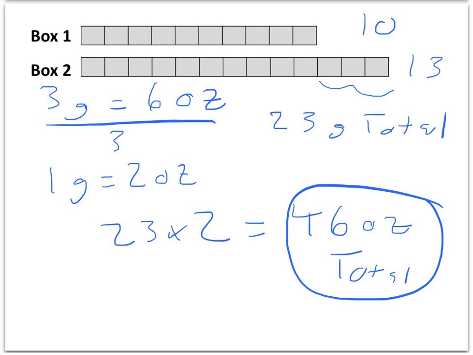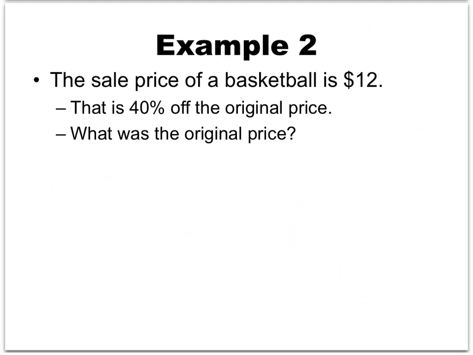So the basic steps that we did here is we drew our strip diagrams, we figured out how many ounces were in each one of those groups, took that number of ounces times the total number of groups, and that gave us our total weight of chocolate. So let's look at our second example. This is going to be a little different scenario, but we're still going to use strip diagrams and the same basic approach to solve this problem.